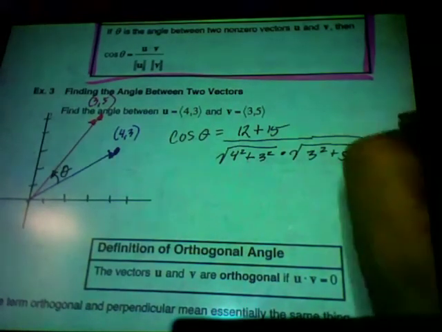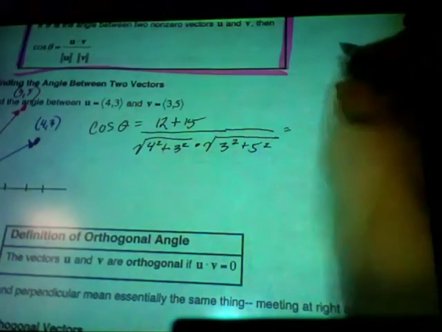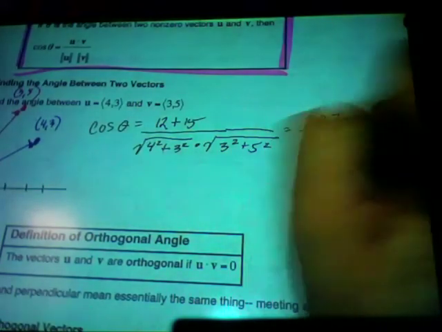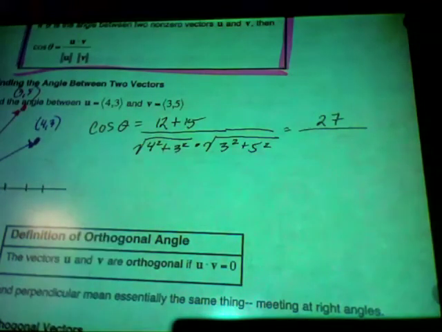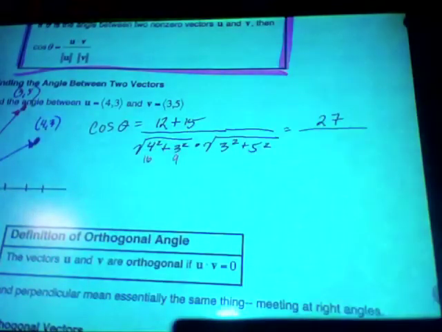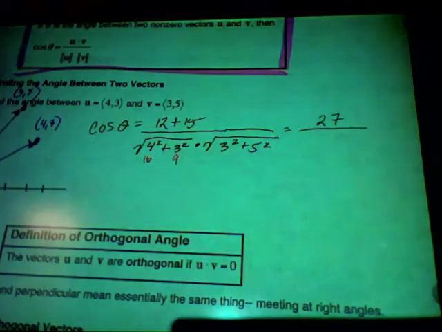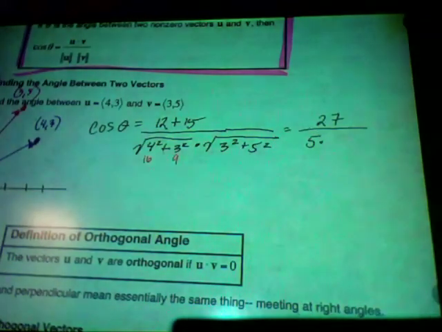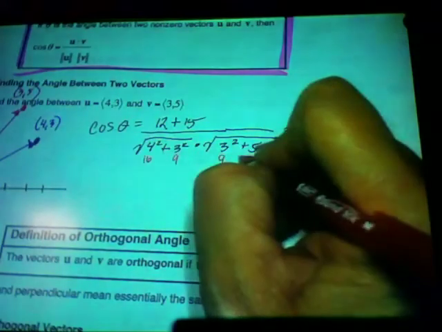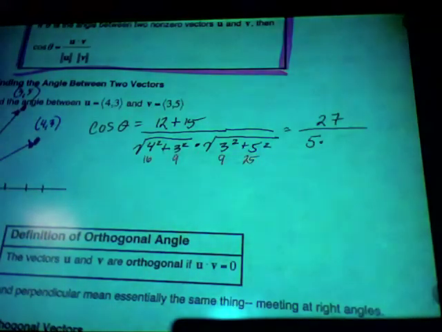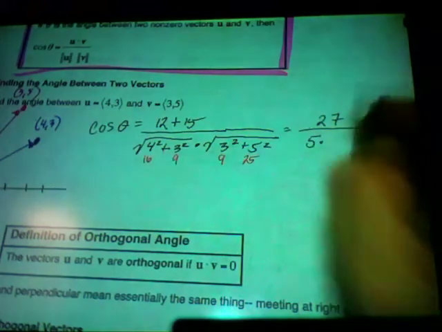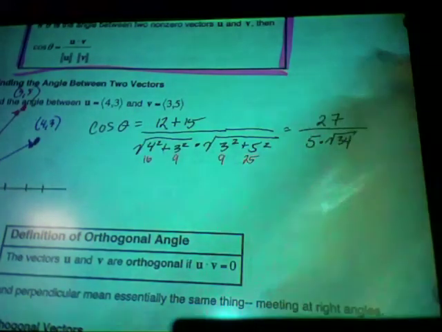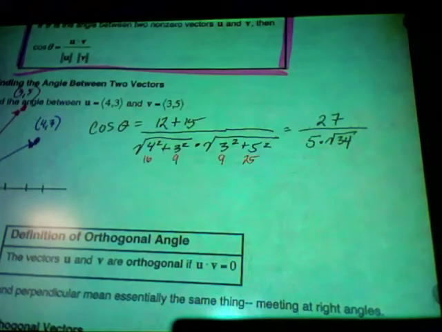And then let's go ahead and simplify. I'm going to go out here to the right. So 12 and 15 is 27 over 4 squared is 16 and 3 squared is 9. 16 and 9 is 25. Square root of 25 is 5. So I have 5 times, and then 3 squared is 9, 5 squared is 25. What's 9 plus 25? 34. Can you simplify the square root of 34? No, because it's 2 times 17, right?